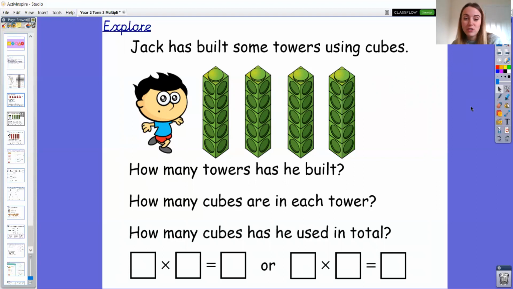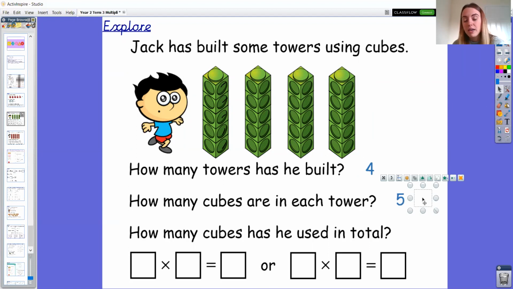Well done. So let's have a look together, Year 2. I can see that he has built, count with me, 1, 2, 3, 4 towers. So let's say it in a sentence. Jack has built 4 towers. Well done. And let's have a look at how many cubes are in each tower. I'm going to get my pen ready to mark them as we count together. 1, 2, 3, 4, 5. Brilliant. So let's answer that question in a full sentence. There are 5 cubes in each tower. Brilliant. Well done, Year 2. Thank you for joining in with me.